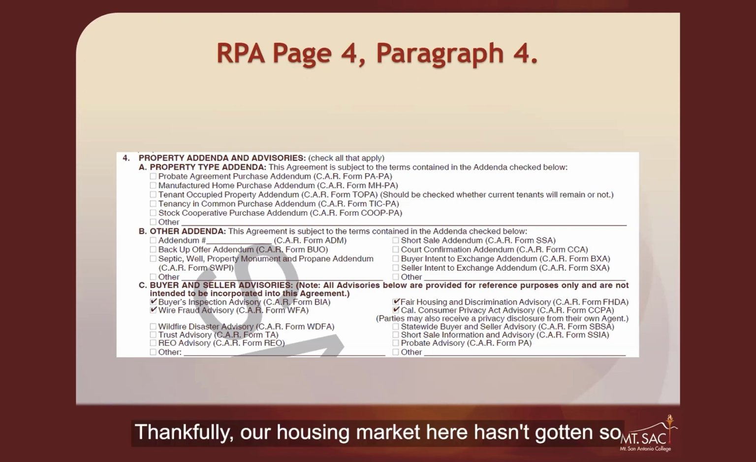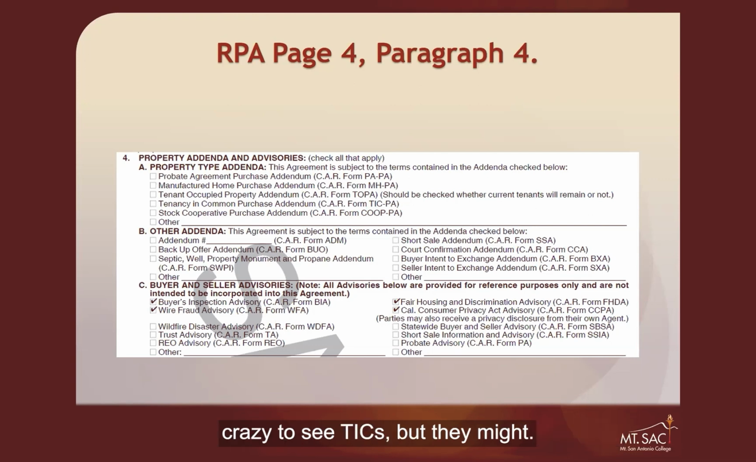Thankfully, our housing market here hasn't gotten so crazy to see TICs, but they might. And we may see TICs with auxiliary dwelling units, ADUs. So we don't know, but anyway, that's coming at us. Other addenda are listed there. Got the buyer intent, seller intent to exchange, court confirmation, short sale addendum. Hopefully we don't see those for a while. Backup offer, CAR addendum form. Your septic, well, property monument, propane addendum is listed there. Okay, so you can attach that.